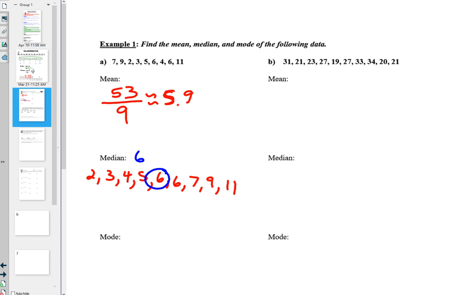Notice how, in this case, the mean and median are pretty much the same. The mode, just for fun, you don't have to have a mode, but does this set have a mode? Remember, mode is the most frequently occurring. Yeah, it is 6. 6 is the only one that appears twice. Let's do the next one.